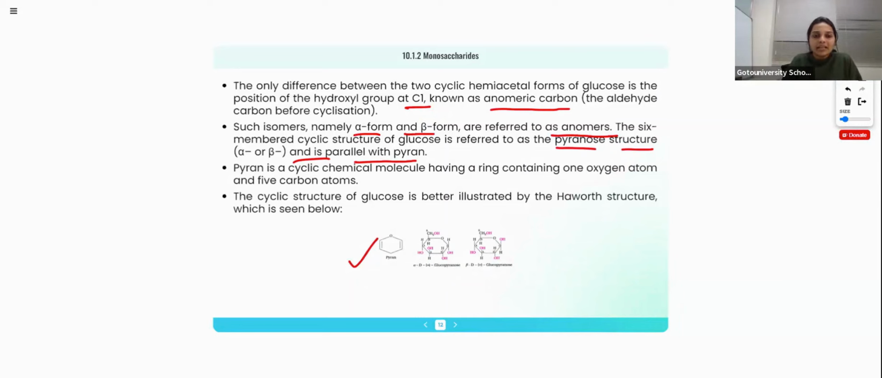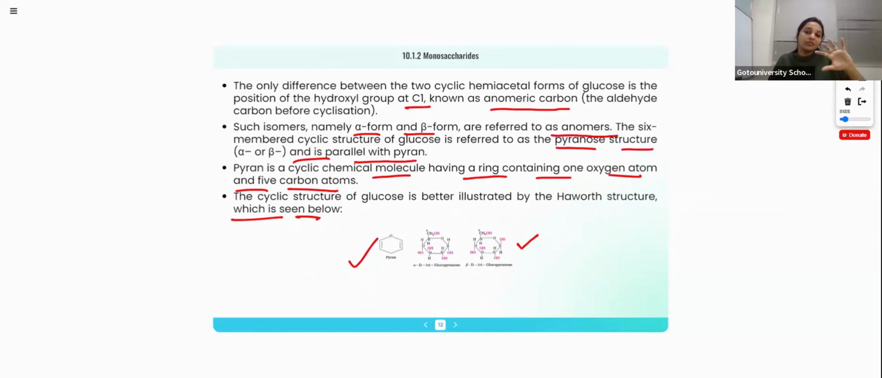Pyran is a cyclic chemical molecule having a ring containing 1 oxygen atom and 5 carbon atoms. We know that because it is a 6-membered ring. The cyclic structure of glucose is better illustrated by the Haworth structure, which is seen below. See this one. So this is called a pyranose structure.